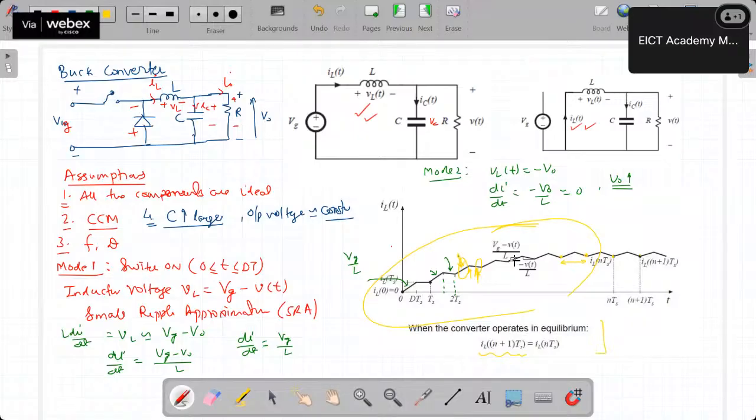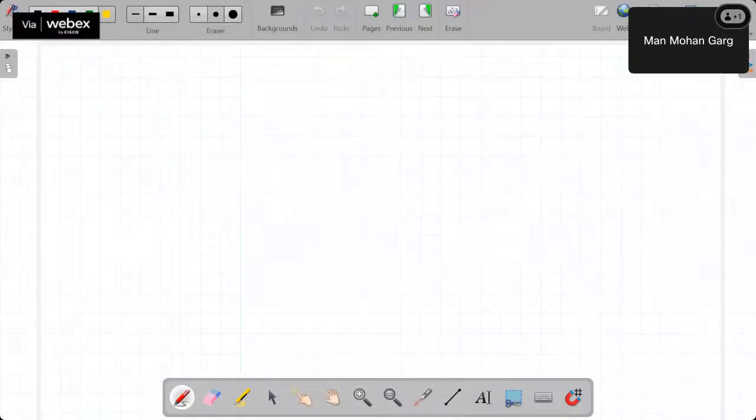So after a few switching cycles, this on and off slopes become the same, and when these slopes become the same, then we will say that we have reached equilibrium. We have reached the equilibrium state. Now in steady state, how do we analyze the steady state? So we just take these figures from here.